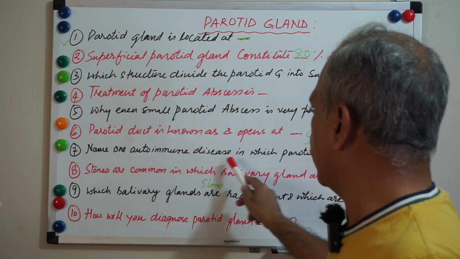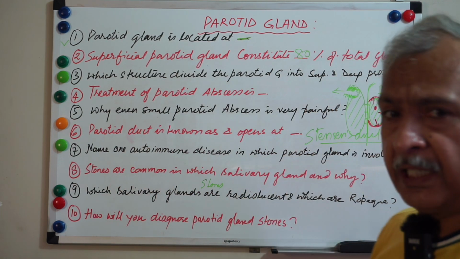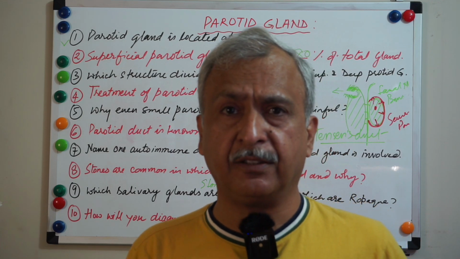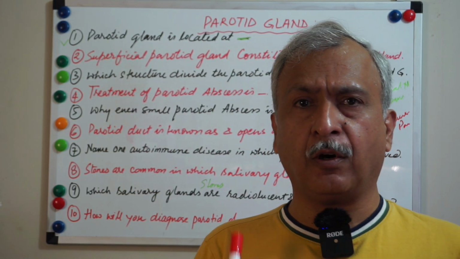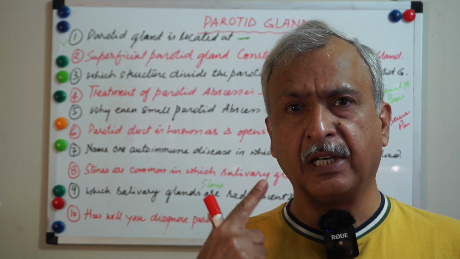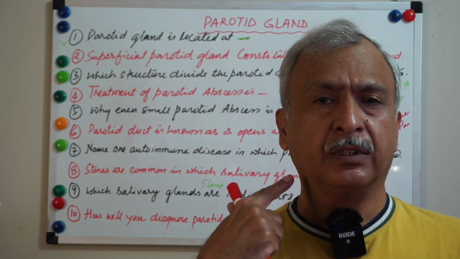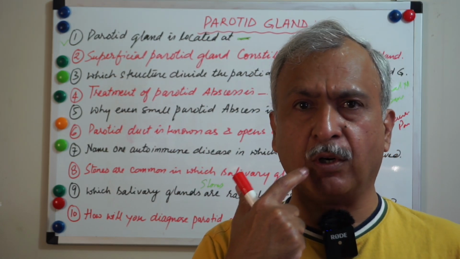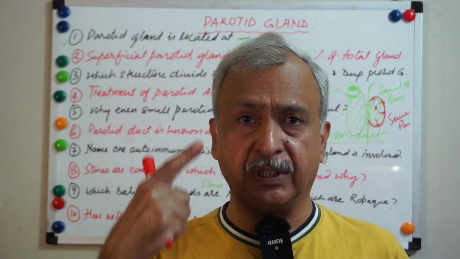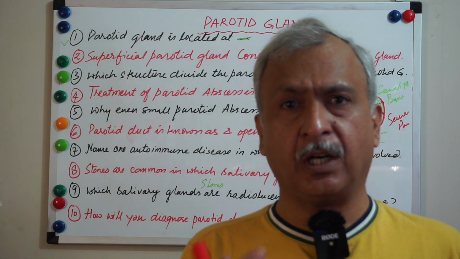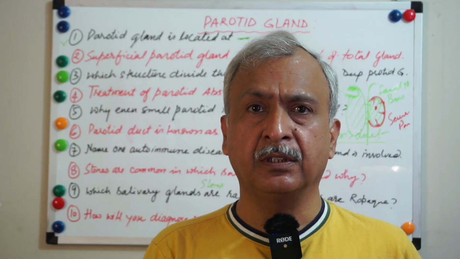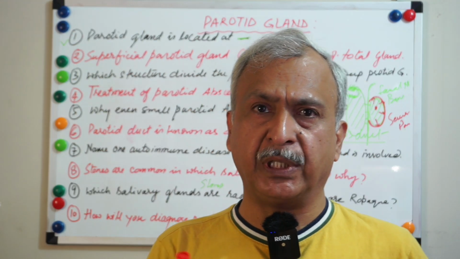Name one autoimmune disease in which the parotid is involved. That is Sjogren syndrome. It is an autoimmune disease that can involve all the salivary glands of the mouth, that is your submandibular glands, small glands, parotid glands. Along with that, it also involves your lacrimal glands. Dryness of the eyes and dryness of the oral cavity lead on to many problems.